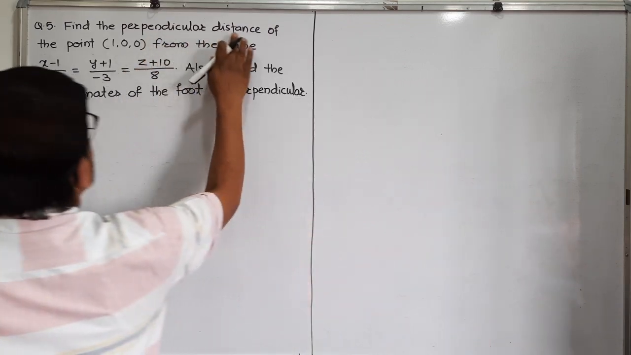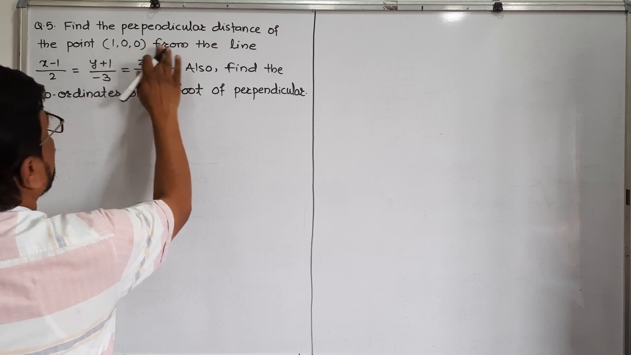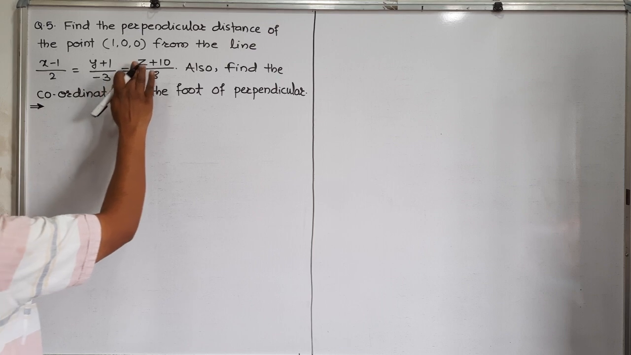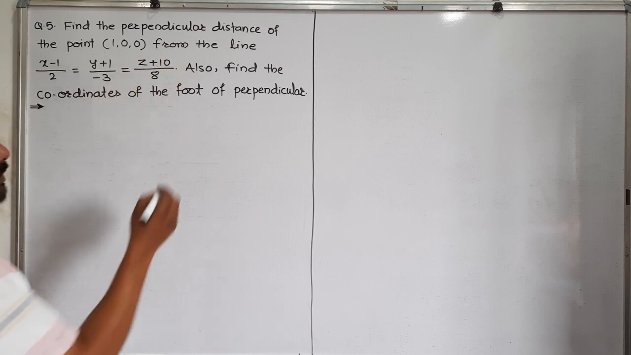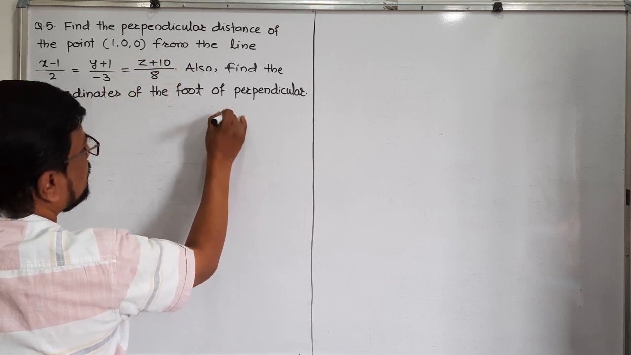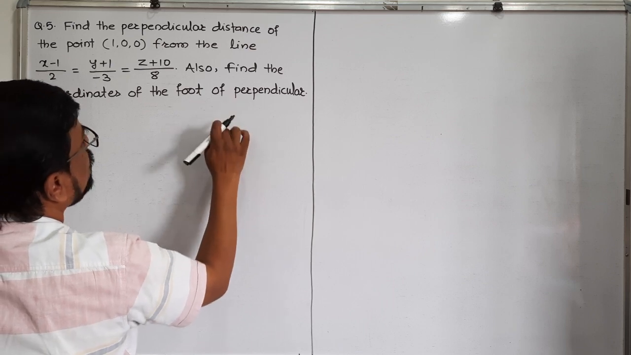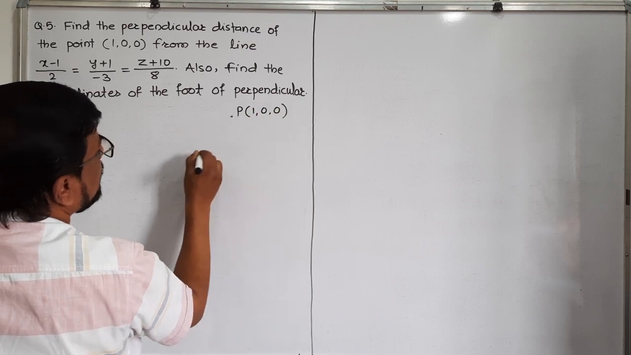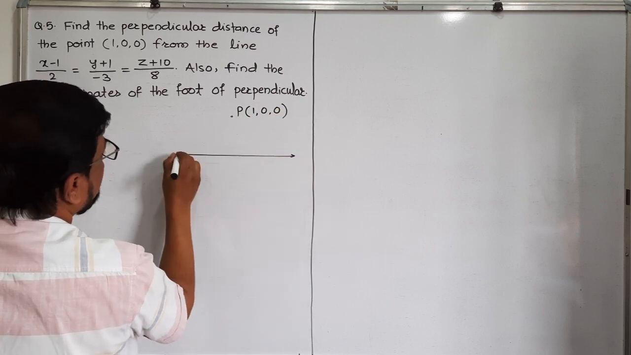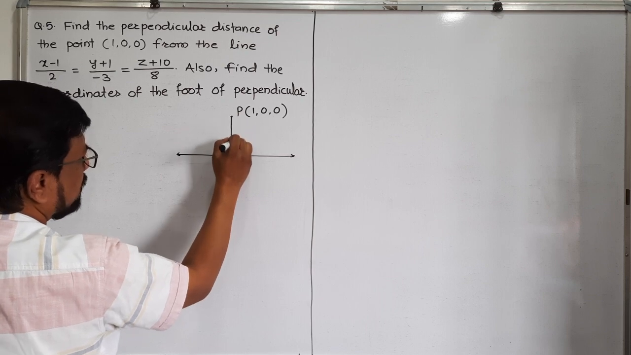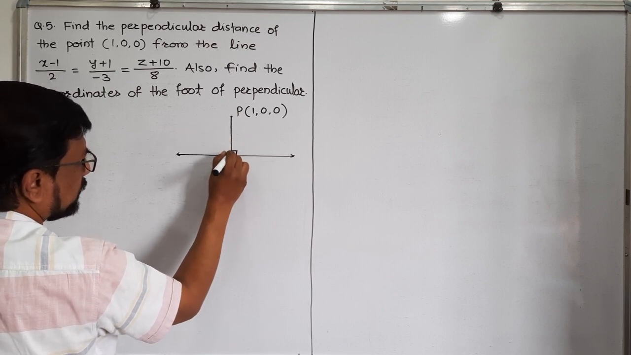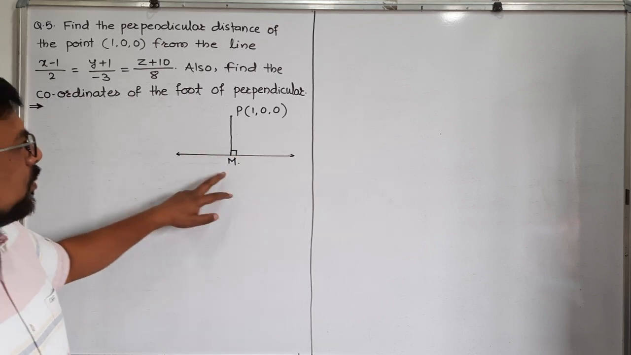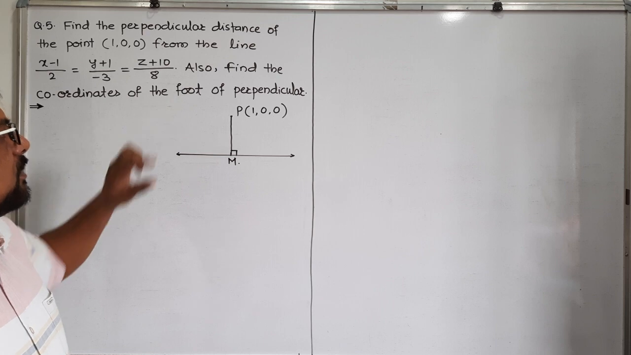Find the perpendicular distance of the point (1, 0, 0) from the line (x minus 1) upon 2 is equal to (y plus 1) upon 3 is equal to (z plus 10) upon 8. Now the point's coordinates are given as 1, 0, 0. Suppose P has coordinates (1, 0, 0), and we are going to find the perpendicular distance of point P from this line. Suppose M is the foot of the perpendicular. We have to find the coordinates of M and the distance PM.